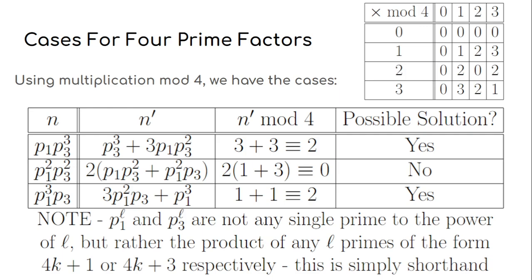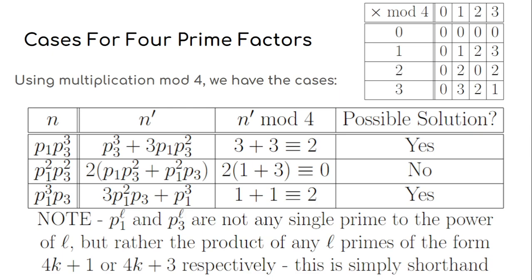Then the second one is 3 times whatever p1 p3 squared is. Now, we already saw from before a number which is 3 mod 4 squared is 1 mod 4. We now times this by p1, which then again just produces another number which is 1 mod 4, and this is then multiplied by 3. So that's where the second 3 comes from in the n prime mod 4 column. Adding 3 and 3 gives 6, which is 2 mod 4, which is exactly the case we want. So this can be a possible solution.